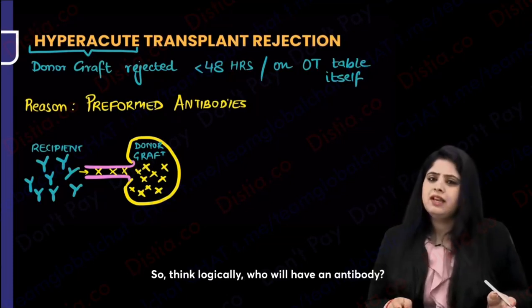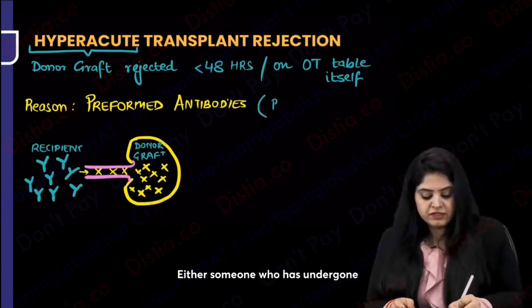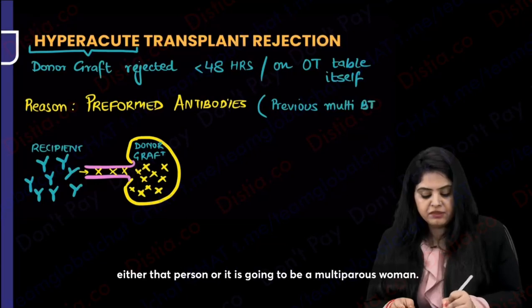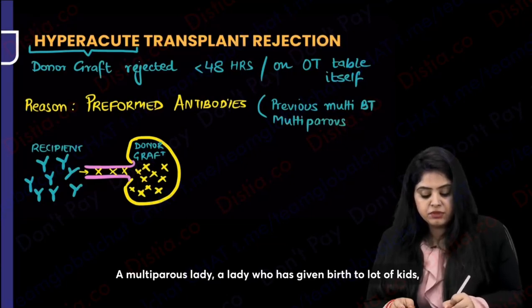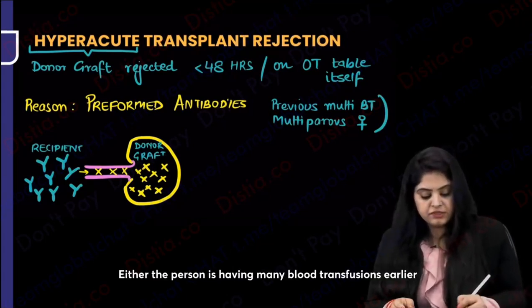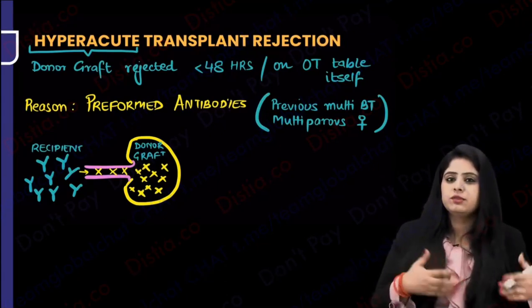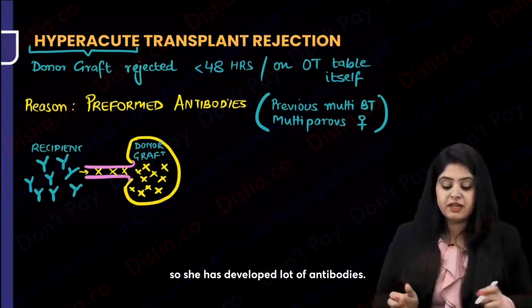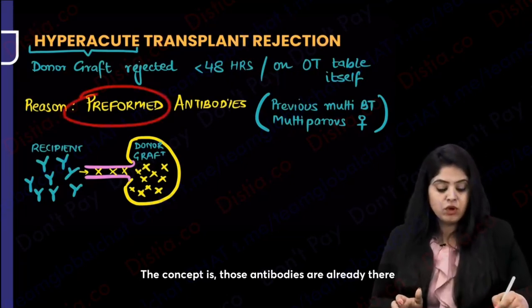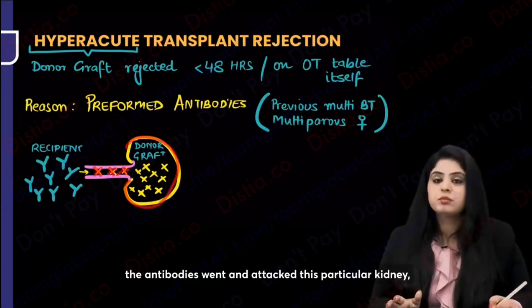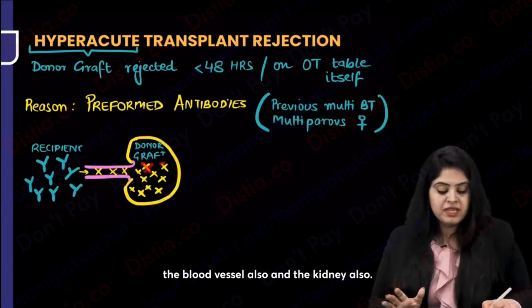So think logically, who will have an antibody? Either someone who has undergone multiple previous blood transfusions, or a multiparous woman, a lady who has given birth to a lot of kids. She will also have a lot of antibodies. So two situations: either the person has had many blood transfusions earlier, so he has developed a lot of antibodies, or it is a female who has had many babies earlier, so she has developed a lot of antibodies. The concept is those antibodies were already there in his or her blood. As soon as you placed this kidney, the antibodies went and attacked this particular kidney, the blood vessel also, and the kidney also.